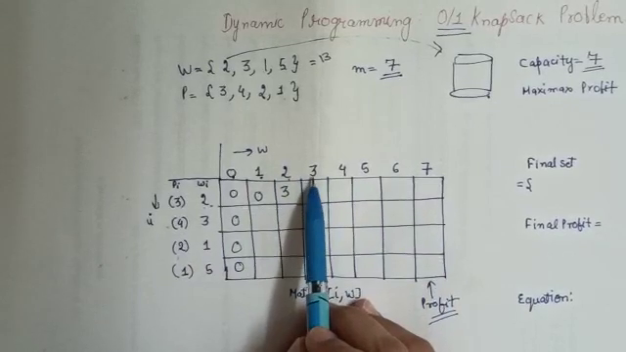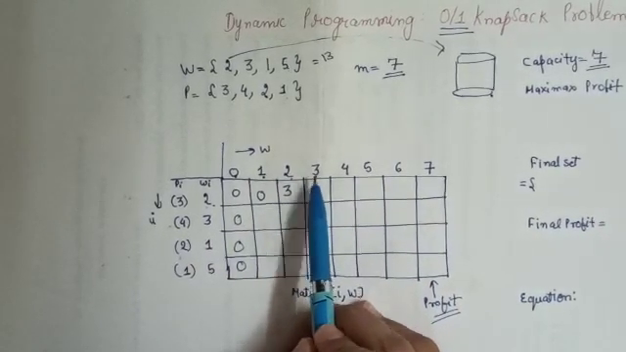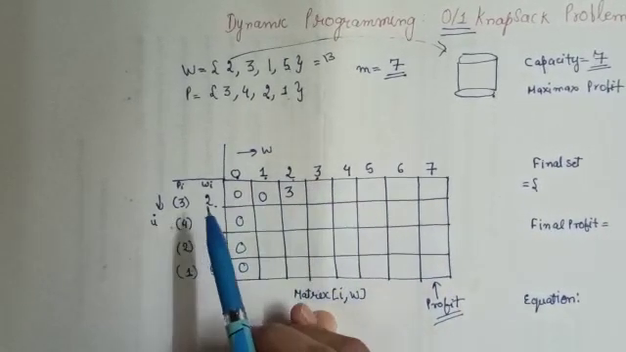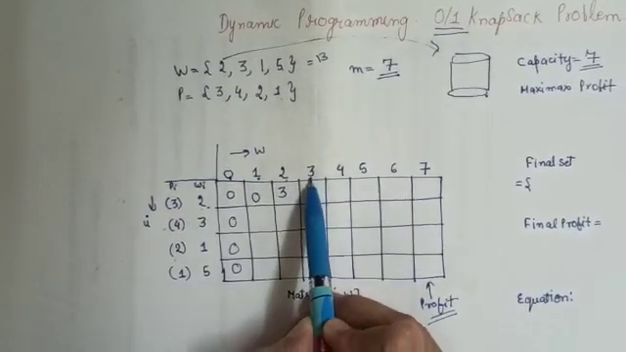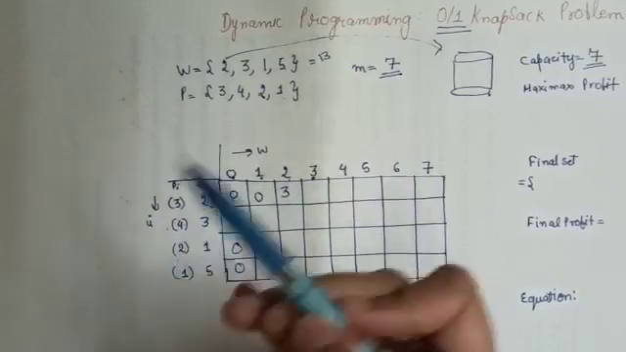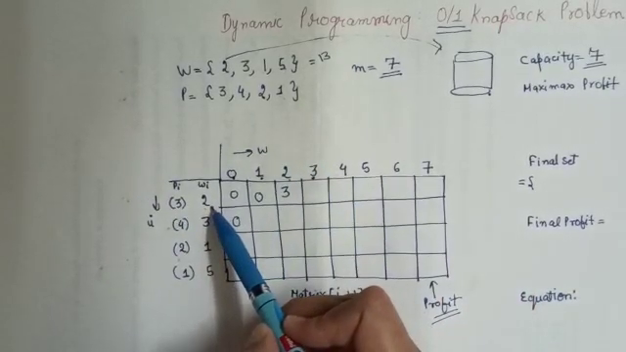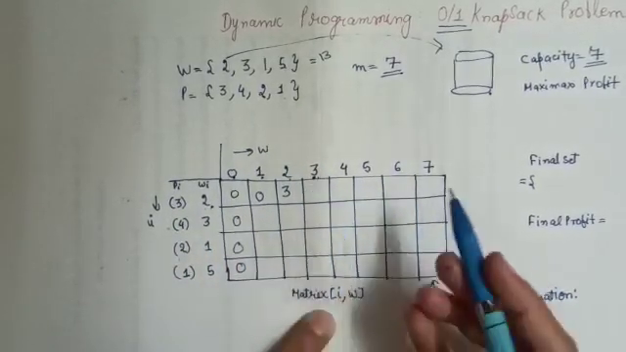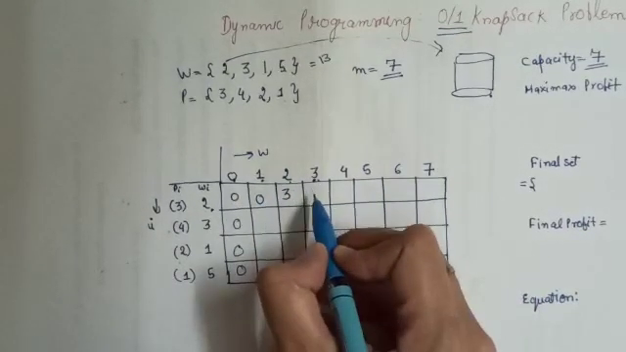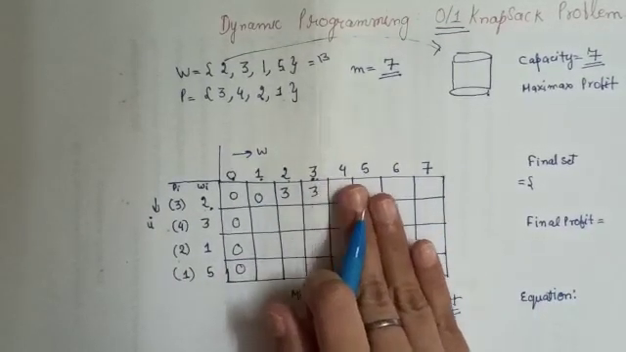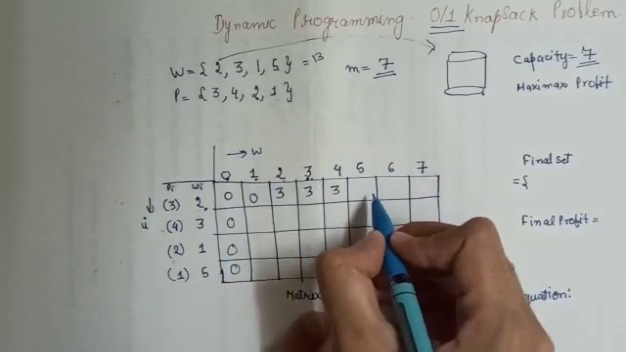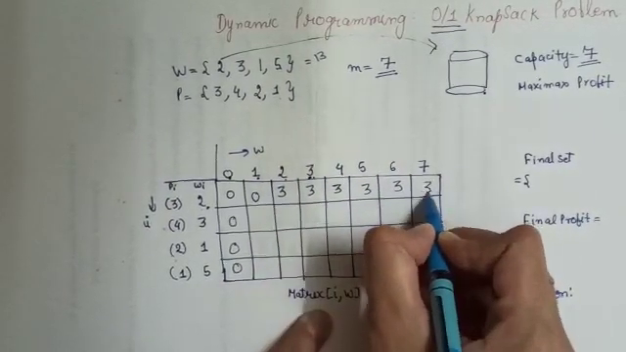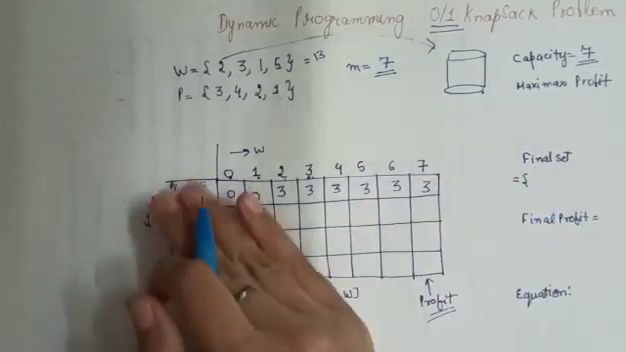If the capacity of the bag is 4 and the item weight is 2, can I add? Oh sorry, if the capacity of the bag is 3 and the weight of the item is 2, can I add that item into this bag? Yes, definitely I can add. So the profit is 3. And since the capacity of the bag is increasing, I will just keep on adding. So basically this is the capacity of the bag and these are the items.